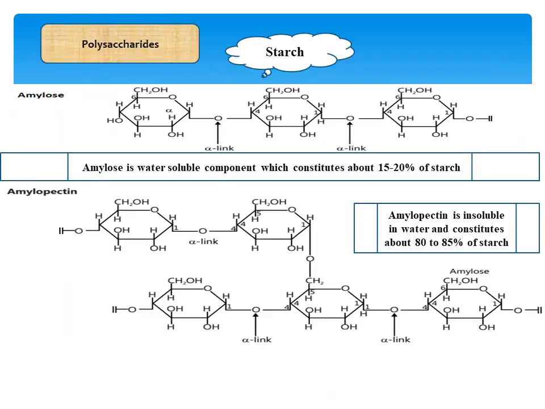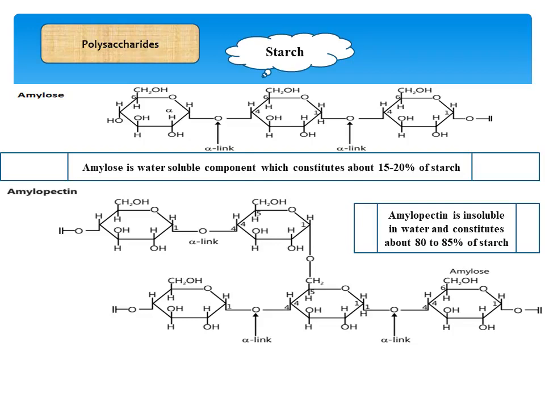Now let us come to the polysaccharides. We all know the polysaccharide contains a large number of monosaccharides bound together by a glycosidic linkage. The first and the common polysaccharide is what? Starch, isn't it? So starch is mainly present in the plants. They are the main storage polysaccharide of the plants. Also, they are the most important dietary source for human beings.